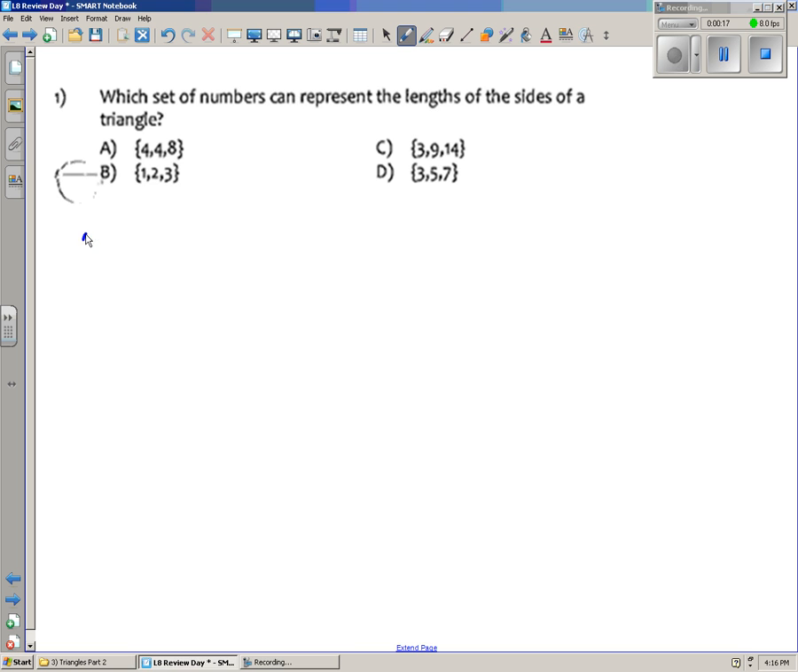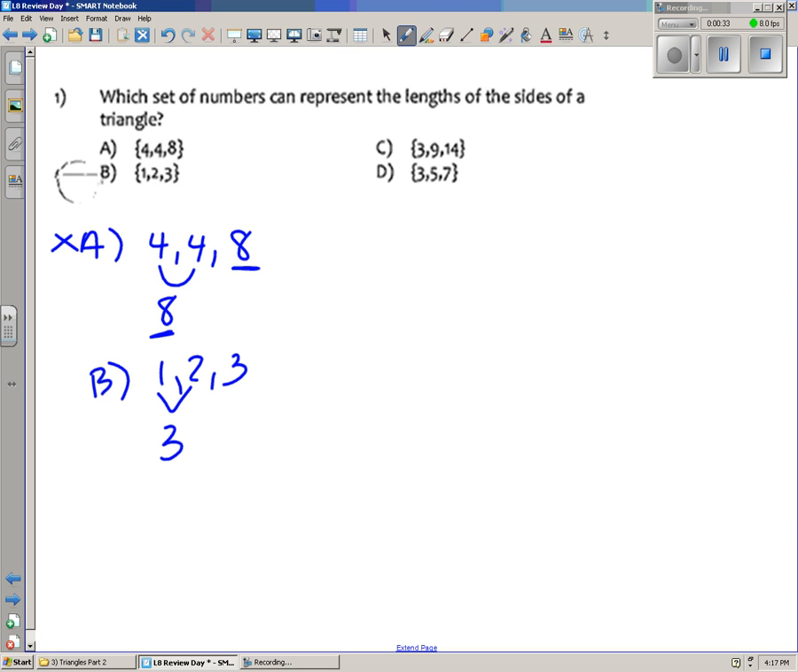So for example, in choice A, we have 4, 4, and 8, and those are already listed in order. So 4 plus 4 is 8. 8 is not bigger than 8, so this is not a triangle. Choice B, 1, 2, 3. Listed in order. 1 plus 2 is 3. 3 is not bigger than 3, so no good.